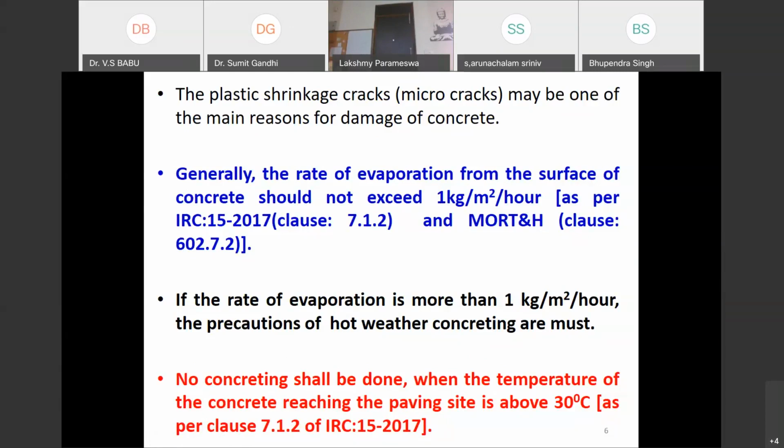Here, one thing I would like to say: no concreting shall be done when the temperature of the concrete reaching the pavement site is more than 30 degrees centigrade. If you lay concrete over 30 degrees centigrade, what happens? Then generally micro cracks will develop. Through those micro cracks, foreign elements will enter into the pavements, and in due course of time, durability problems will arise in the pavement.